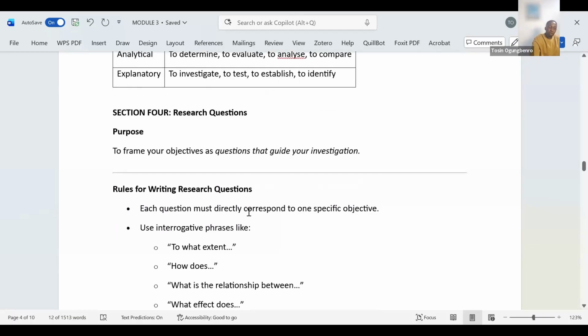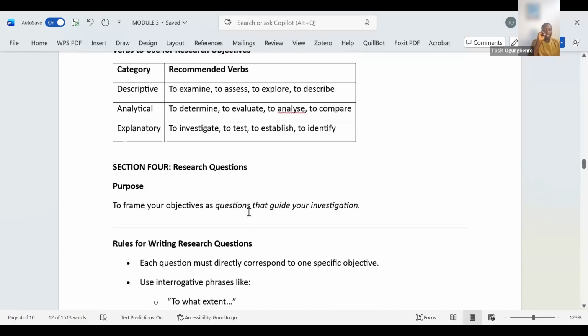So research question. I always say that your research question must be drawn from your objective. That means if your objective is 4, your research questions must be 4, and your objective 1 and research question 1 must be the same, in the sense that you just turn your objective 1 into a question form. That will be your research question 1. So there must be uniformity.